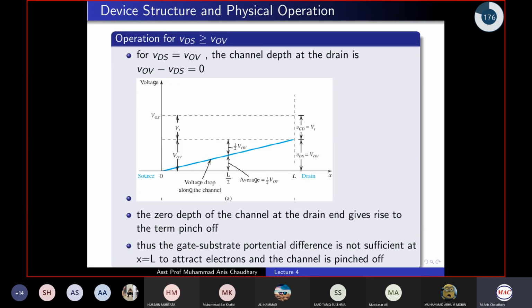So what do you expect? This is fine, the pinch off point has come exactly at the drain end. What do you expect if we make VDS greater than VOV? What will happen to this pinch off point? If we exceed VDS beyond VOV, what will you expect? Will the pinch off point move left or right, or will it stay at this position?